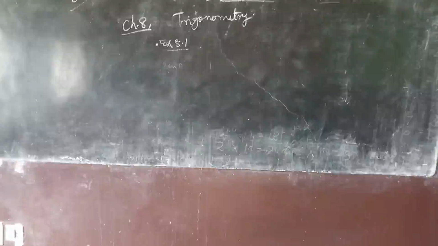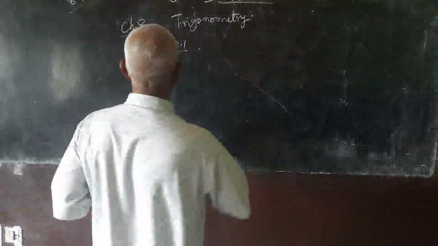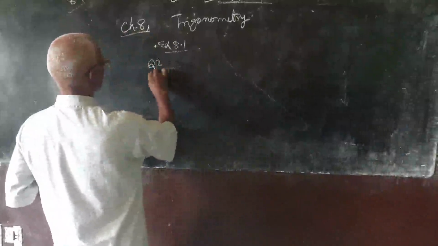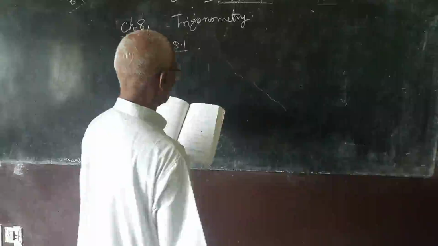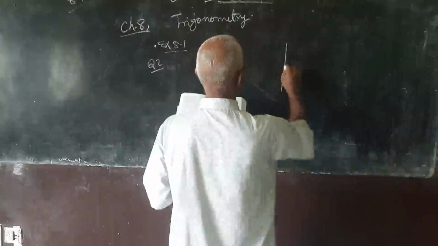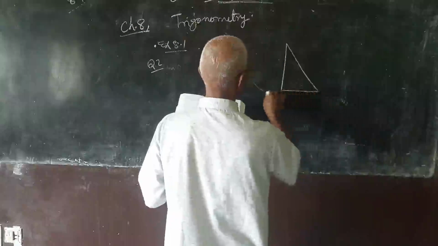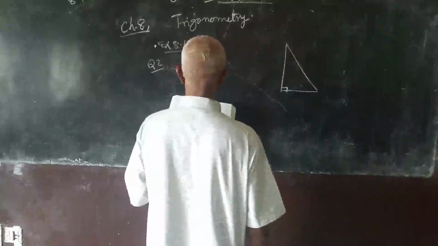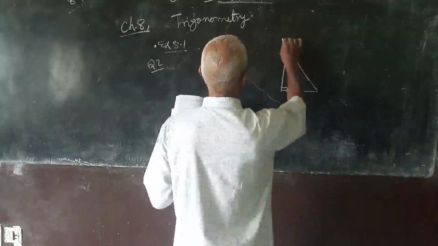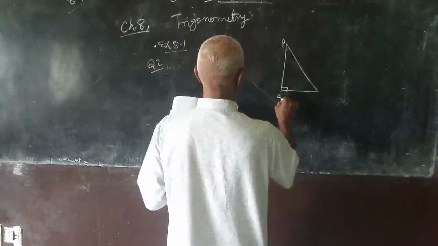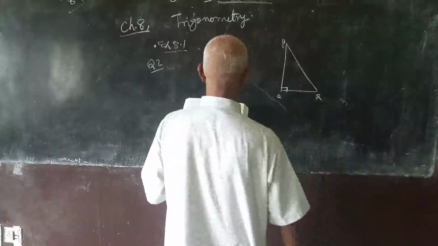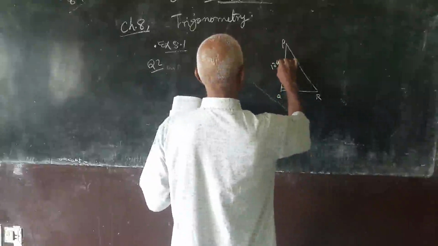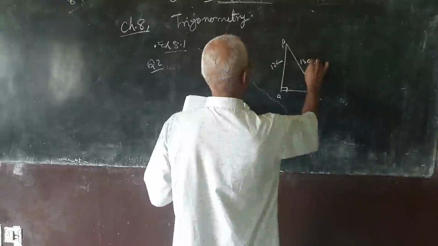Question 2, in figure 8.13. Here figure is given. First is over. Question second, in figure 8.13. Find tan P minus cot R. Here is P, here is Q, Q is 90, R is here. Here written 12 centimeter, 13 centimeter.